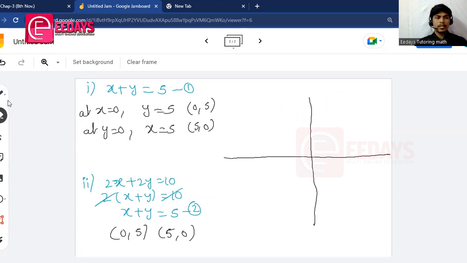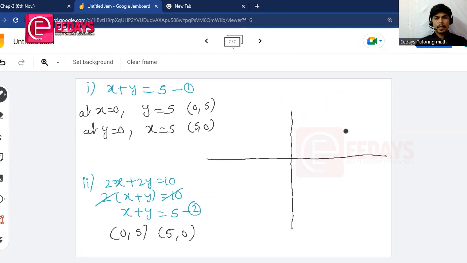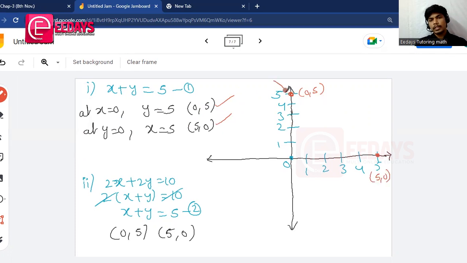Let's draw a simple graph here. So this is 0, 1, 2, 3, 4, 5 and 1, 2, 3, 4, 5. You just take the values like this. Now look at the points. The first point is 0 comma 5 and the second point is 5 comma 0. 0 comma 5 is located here, and 5 comma 0 is located here. I think everyone is aware of how to find the graph, right? Now let's join the points. The red line we call x plus y is equal to 5.